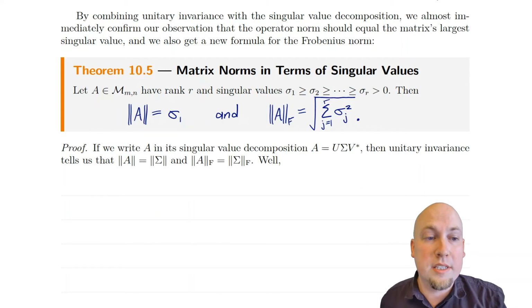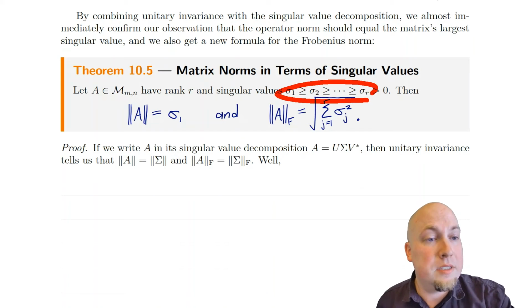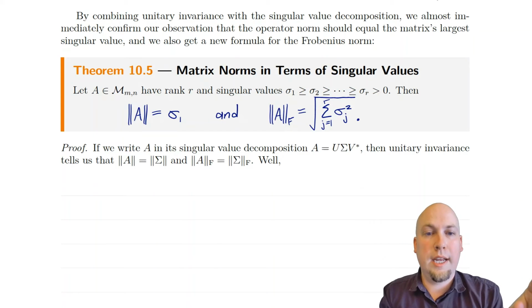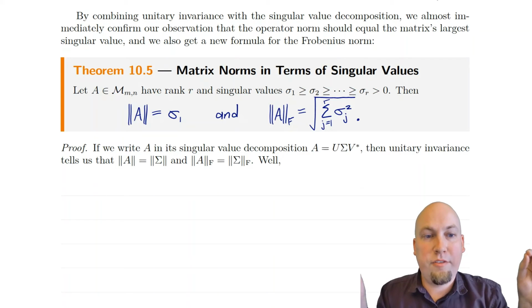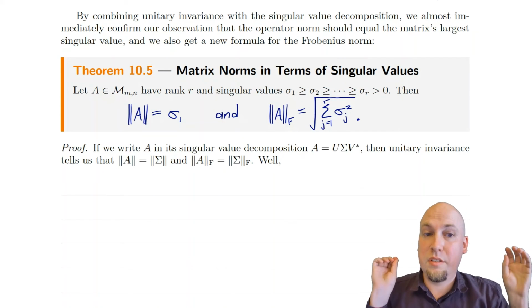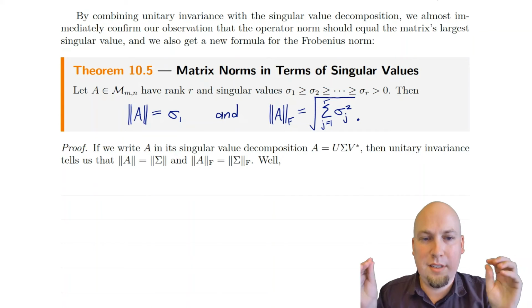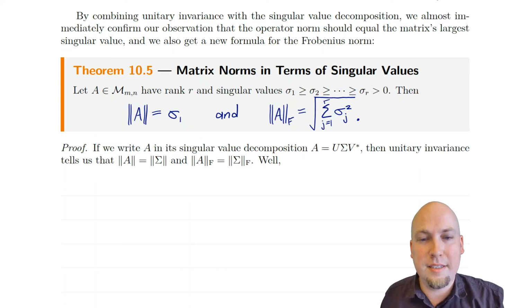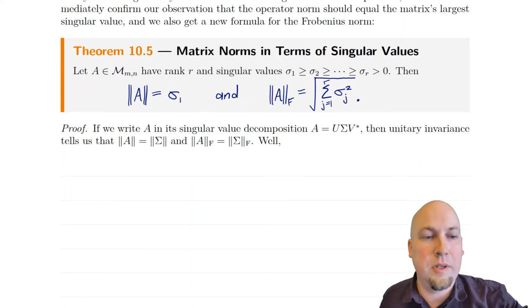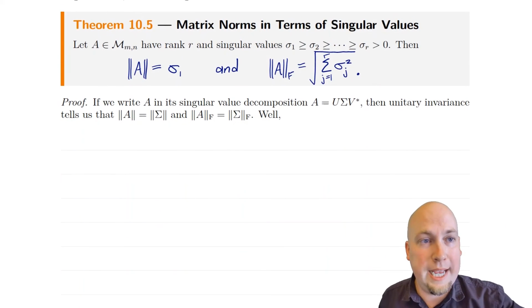In other words, if you take these singular values and throw them into a vector, a vector with first entry sigma 1, next entry sigma 2, and so on, then the Frobenius norm of the matrix equals the norm of that vector, like the Euclidean norm of that vector. All right, so where does this come from? Let's prove this theorem, based on all of those helper theorems that we had up above.